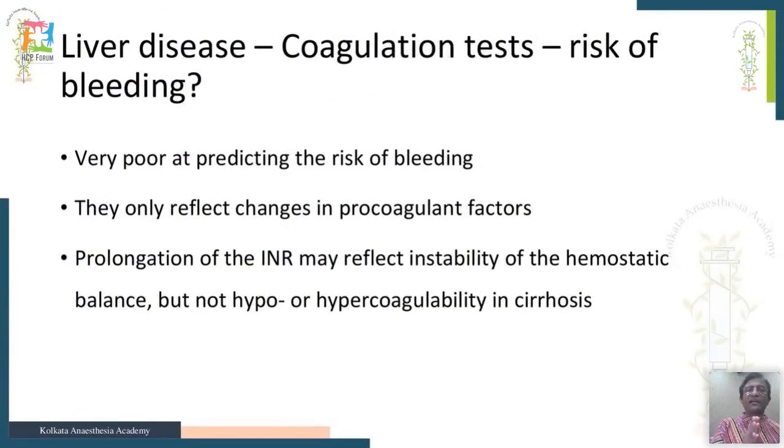But do they predict the risk of bleeding? This P time, INR, APTT, platelet count are very poor at predicting the risk of bleeding. They only reflect the change in the procoagulant factors, and prolongation of INR may reflect the instability of the hemostatic balance, but not the hypo- or hypercoagulability in cirrhosis. So what do we do?